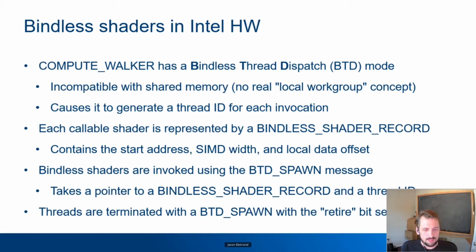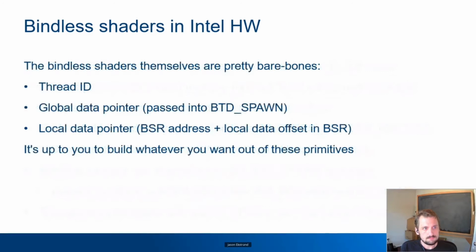It's really quite simple. And everything that we do in the Vulkan API has to be mapped to this. The shaders themselves are pretty bare bones, like I said. You have a thread ID, you have a global data pointer, you have a local data pointer. The local data pointer is the bindless shader record address of the bindless shader record that was used to dispatch the current bindless shader, plus the local data offset that was provided in the bindless shader record. And this is used for implementing some of the storage classes that we have in bindless shaders. It's useful to be able to get at your own BSR. And then, like I said, this is it. It's up to us to build the ray tracing API out of this primitive.